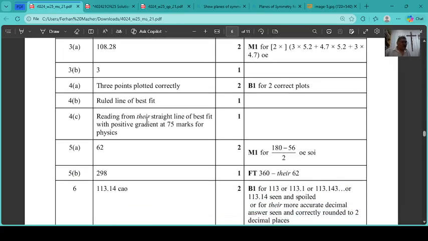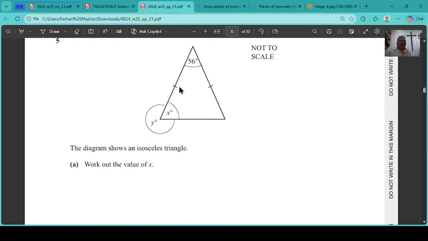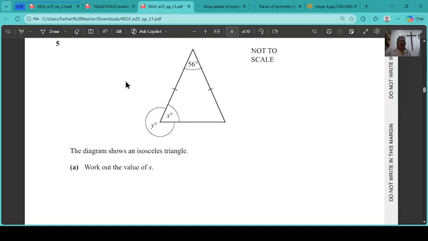So here we have question number 4. The marking scheme is showing up on your screen. So let's go to the next question. The next question coming up on your screen is question number 5.